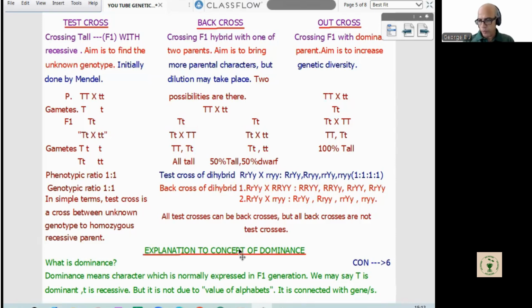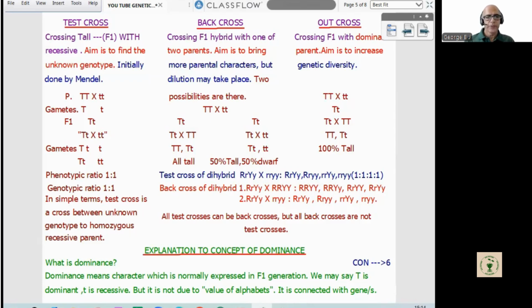Everything represented here, you can find here. Very easy, simple. Gametes will be capital T, small t crossed with a small t. So phenotype and genotype will be capital T, small t. Phenotypic ratio will be 1:1, one tall, one dwarf. Genotypic ratio will be 1:1. So phenotypic ratio and genotypic ratio are the same in test cross.